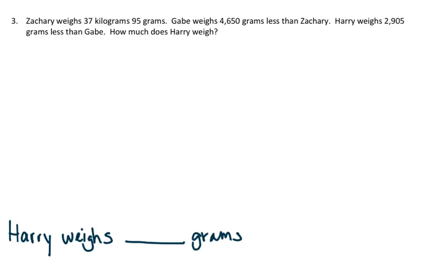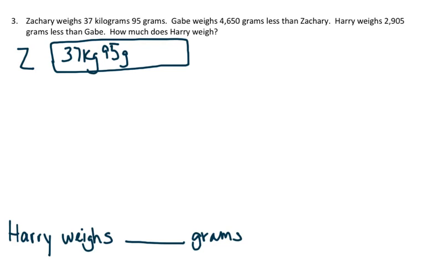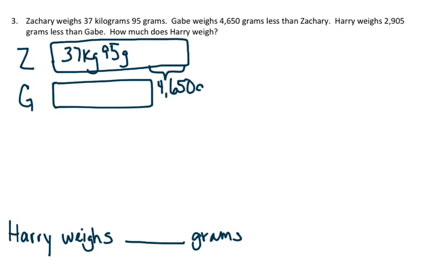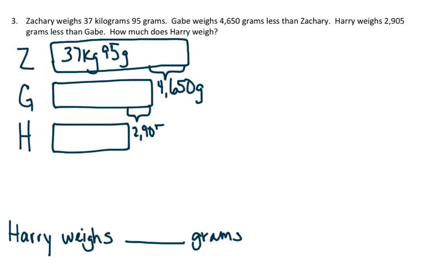Okay. Let's do a tape diagram to represent this. So I know Zachary's weight, so I'm going to represent it with a Z. And let's do his tape. He's 37 kilograms, 95 grams. Well, Gabe, let's mark that with a G, he weighs less than Zachary. So let's just make this tape less than Zachary. And the difference between Zachary and Gabe is 4,650 grams. And then Harry, it says he weighs less than Gabe, so his tape is going to be less than Gabe's. And he weighs 2,905 grams less than Gabe. So how much does Harry weigh?